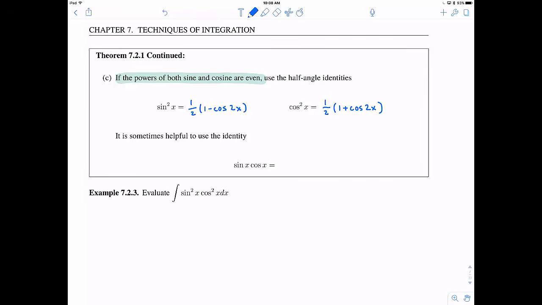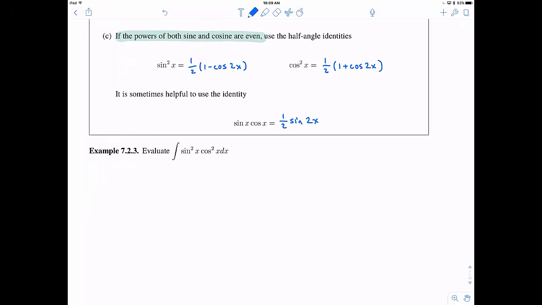And then sometimes it's also useful to know that sine of x times cosine of x is equal to 1/2 sine of 2x. And this we can get from the half-angle identity for sine. Okay, so now I have an example for us, and we'll do this in two different ways, actually. It's sine squared times cosine squared of x dx. That's the thing that we want to integrate.